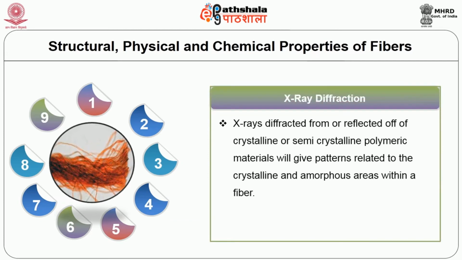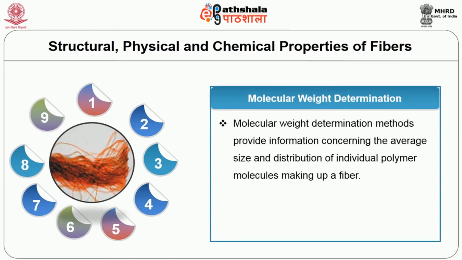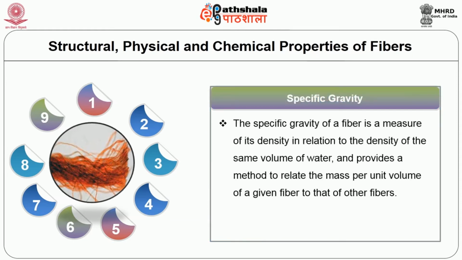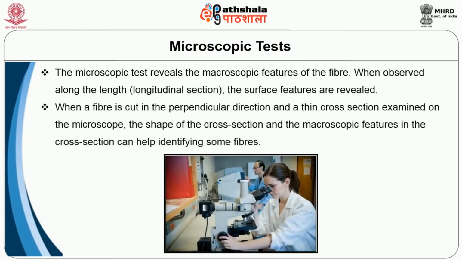Another technique is called X-ray diffraction. It will give the crystalline and amorphous regions in the fiber. Thermal analysis is also done for physical and chemical changes in the fiber during the fiber analysis test. Then molecular weight determination will give the size and weight of the fiber molecules. Then the specific gravity test is also measured to give the density of the fiber. Then the microscopic test reveals the microscopic features of the fiber.